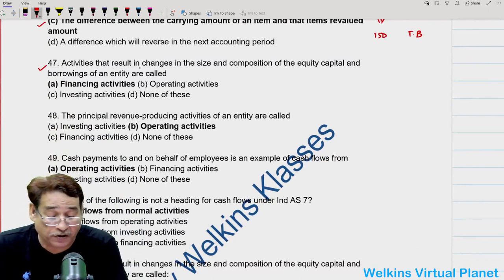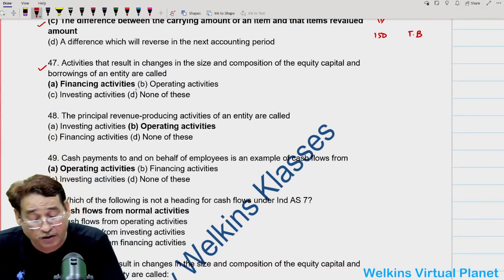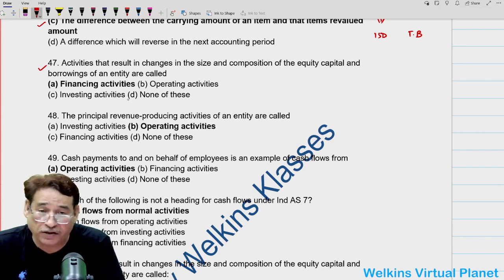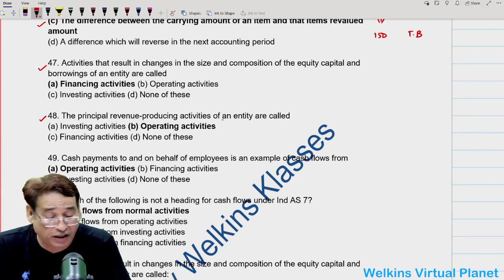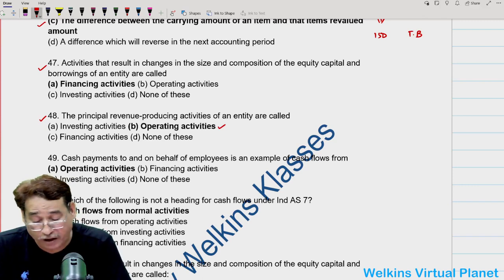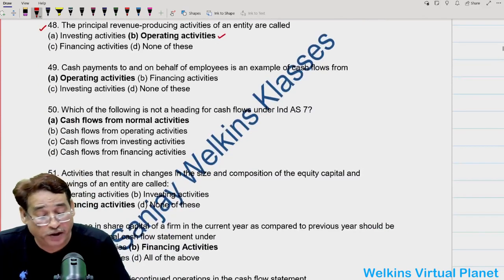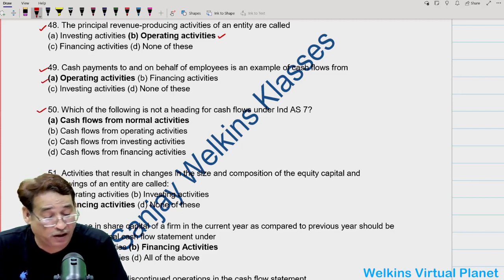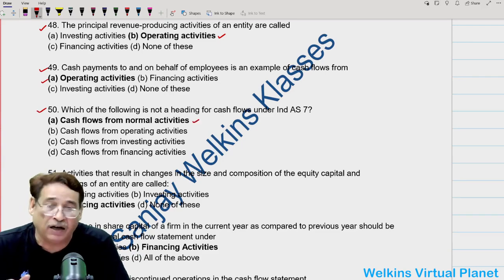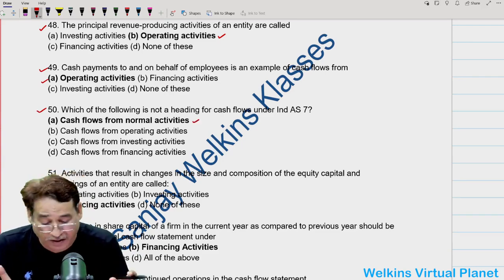47. Activities that result in changes in the size and composition of the equity capital and borrowings of an entity are called financing activities, quite obviously, because they cannot be considered operating activity or investing activity. So your answer should be financing activity. 48. The principal revenue producing activities of an entity are called operating activities. Similarly, cash payment to and on behalf of employees is an example of operating activity. Which of the following is not a heading for cash flow under Ind AS 7? Cash flow from normal activity is not any heading. The headings are operating activity, investing activity, and financing activities.